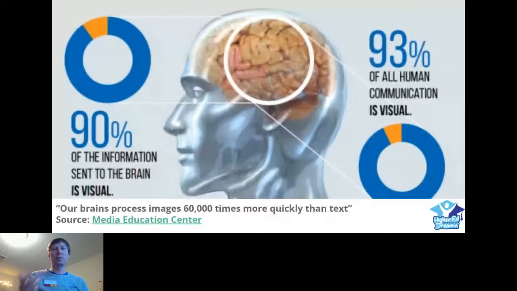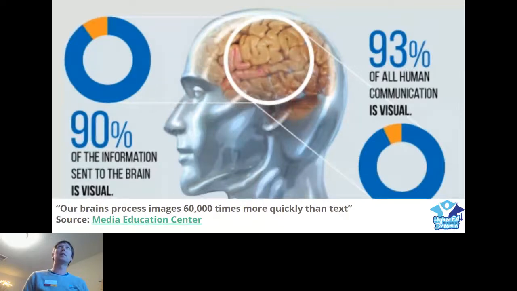The other little stat I want to have resonate with you all today is that 90% of the information sent to our brain is visual. So our brains are very visual. A lot of our communication is visual. You're seeing me talk and using my hands on the screen here as we have the visuals of the slides. And at the same time, our brains can process images 60,000 times faster than text.